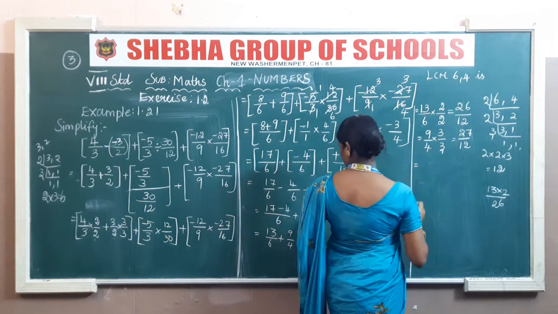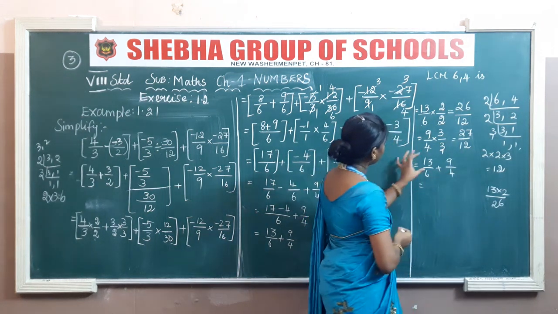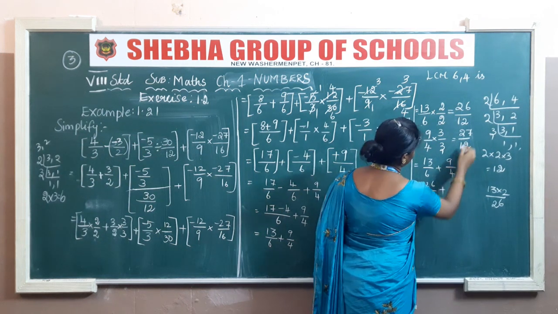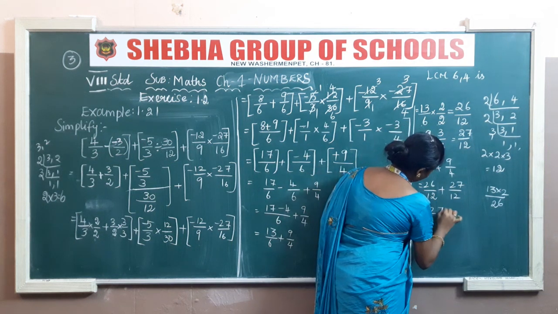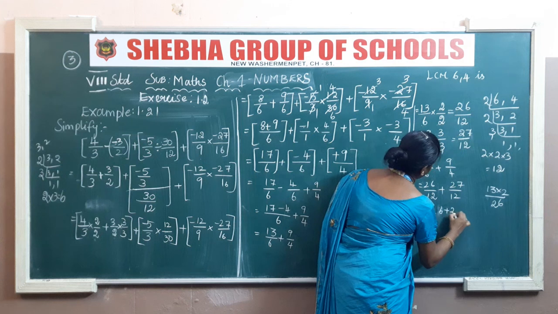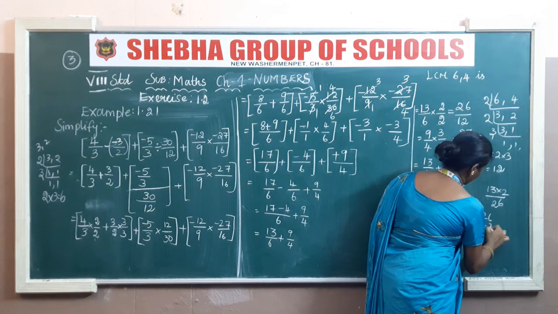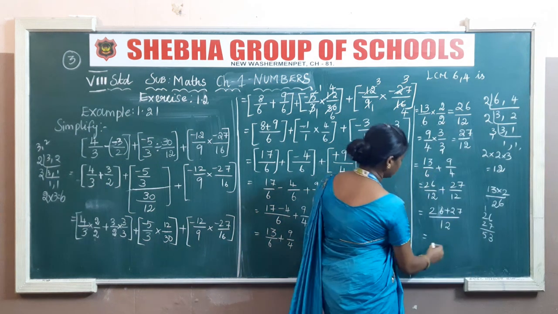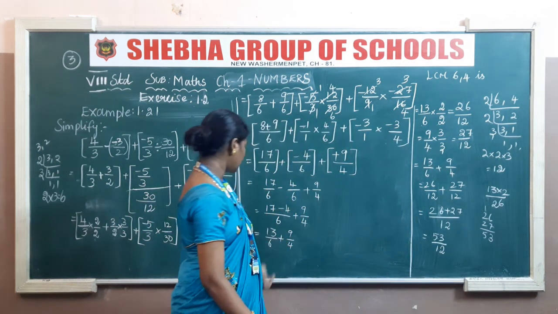Okay, first we have to add the sum. 13 by 6 and 9 by 4. The value of 13 by 6 is 26 by 12. The next portion is 9 by 4, whose value is 27 by 12. Then the denominator is the same, so we add 26 plus 27 by 12. 6 plus 7 is 13, 2 plus 2 is 4, 4 plus 1 is 5. So the value is 53 by 12. Am I correct? So the value is 53 by 12.